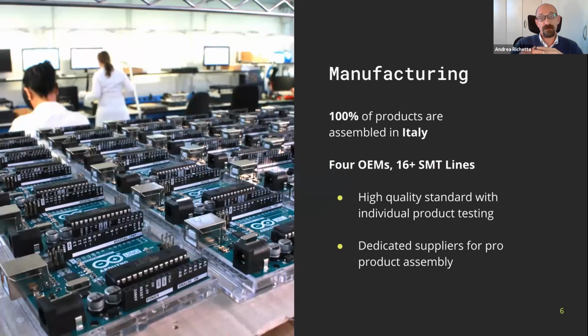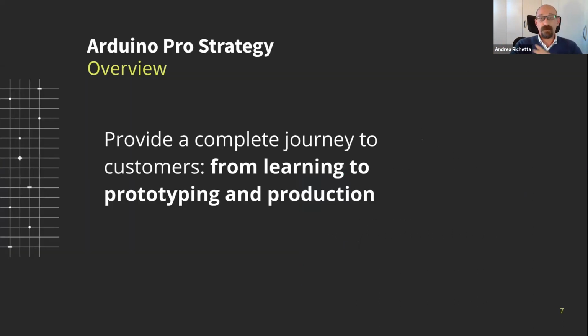Regarding manufacturing, you're probably curious about that. All the products that we provide are manufactured in Italy. We have different OEMs with a lot of SMT lines, so we want to ensure high quality standards and a dedicated line for the Pro products. The strategy for the Pro business unit is to provide a complete journey to customers, starting from learning to prototyping and going to production.